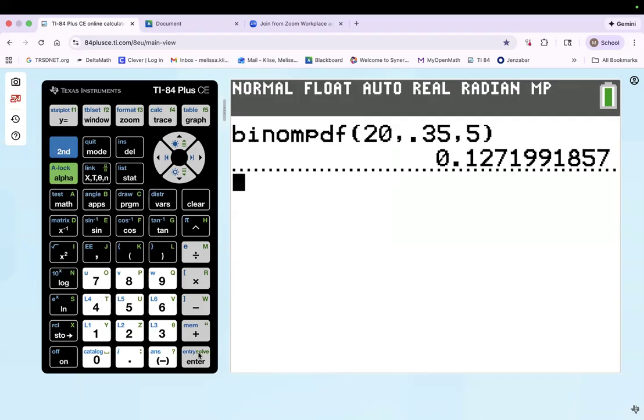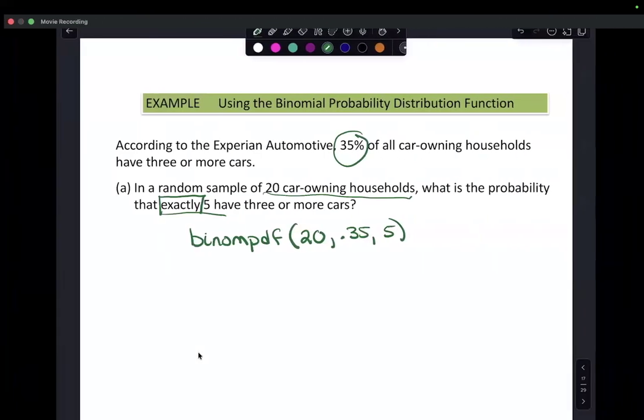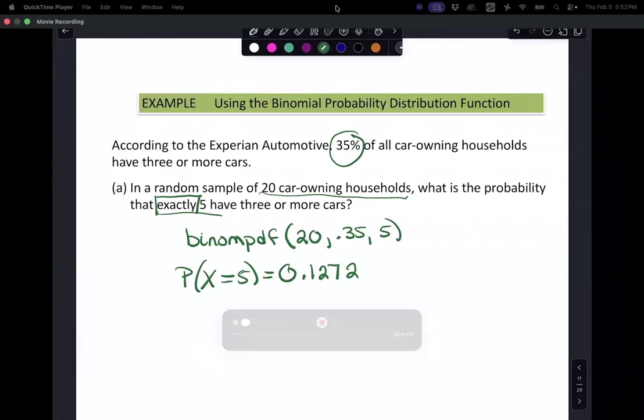All right, hit enter, and I have my probability that the value of X is exactly 5 is equal to 0.1272. Okay. Did we all get there? Did our calculators all work after the little hiccup? Okay, good.